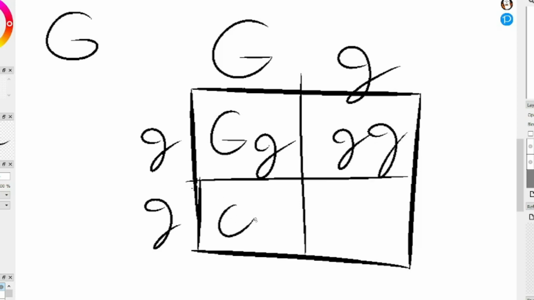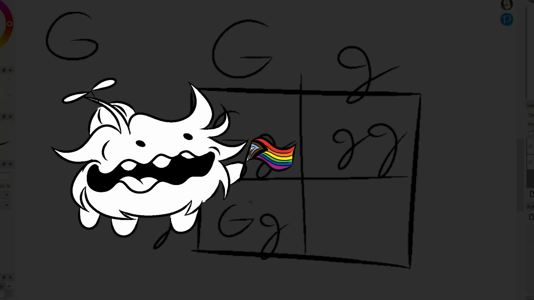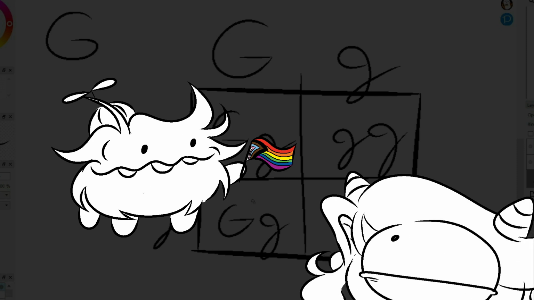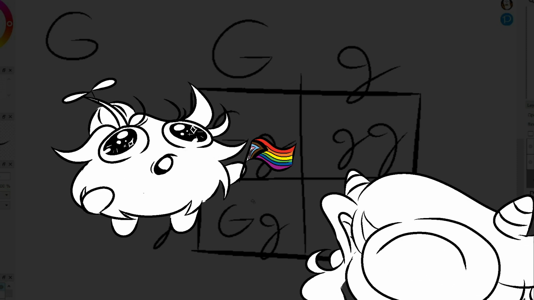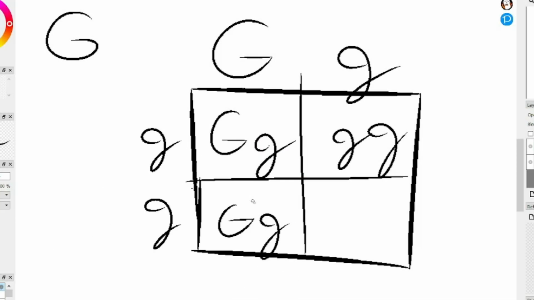This one's also heterozygous. Oh yeah, and by the way, the smaller ones with just the lowercase, those are called homozygous, which means they're the same. So they're like those people that go out on parades and they fly rainbows. Yes, that exactly. That's what I use to remember things. Okay. And we're done.